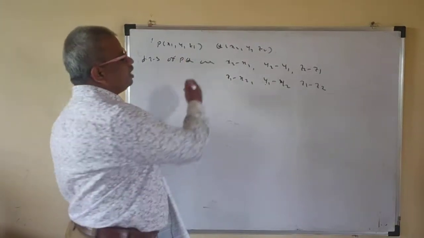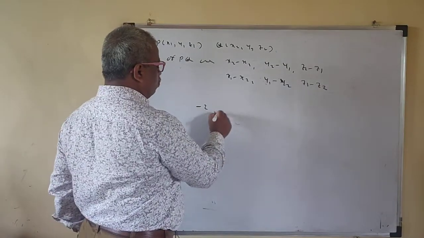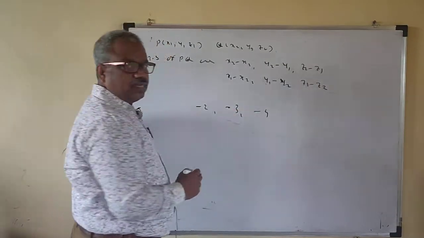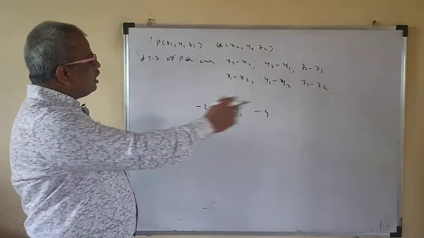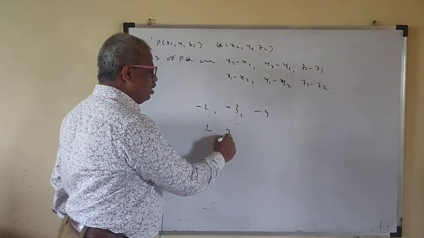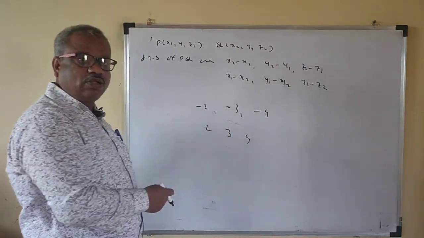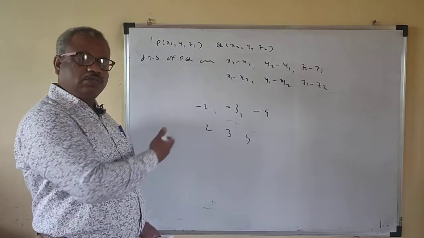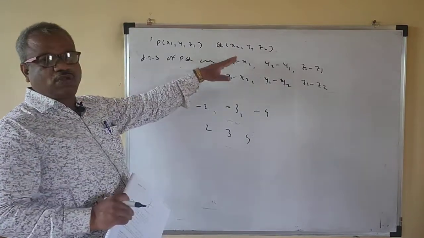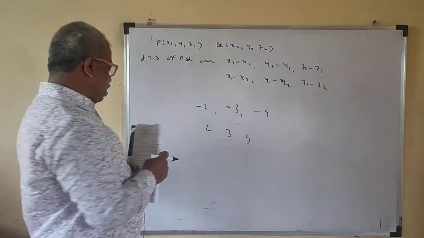You may change the sign of all. Suppose minus 2, minus 3, minus 4 are the DRs but this is not in the options. Just change the sign of all, then this is 2, 3, 4. Check whether this is in the options or not. If it is in the options, that will be your correct option. Just subtract Q from P or P from Q.